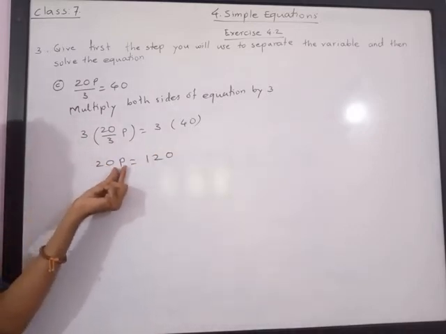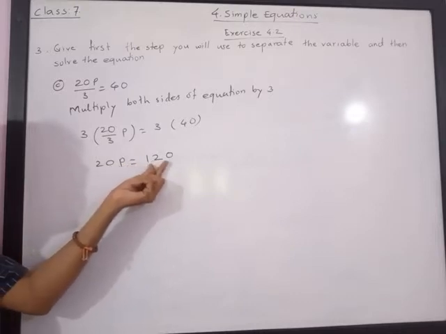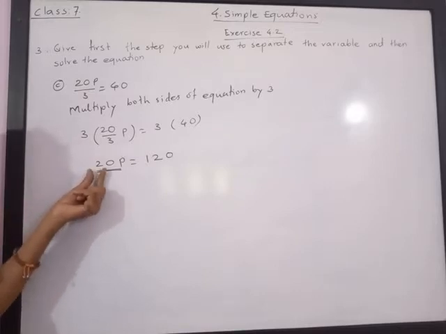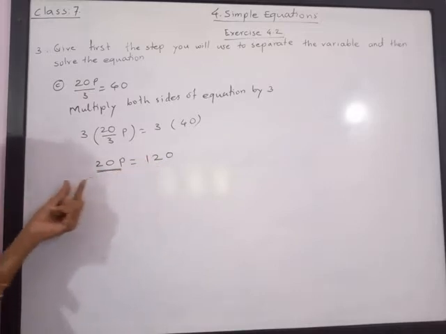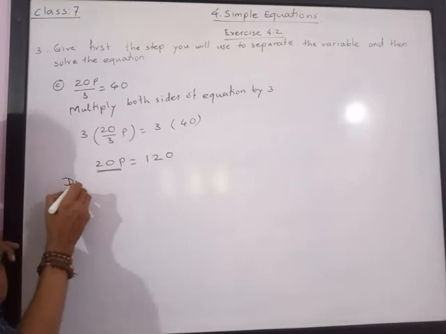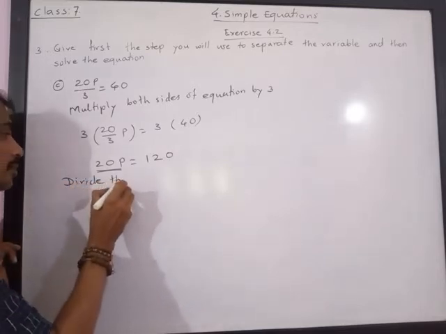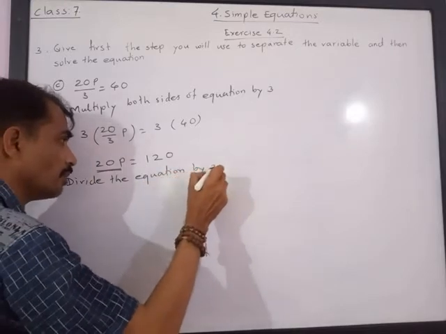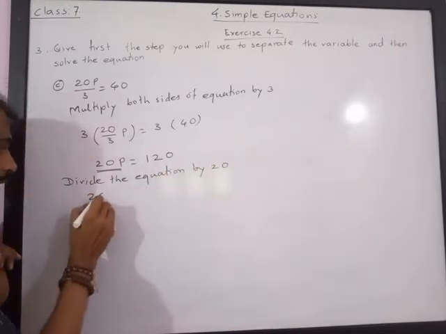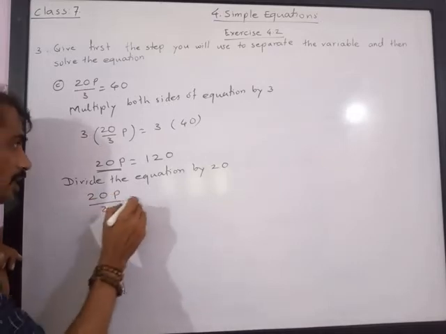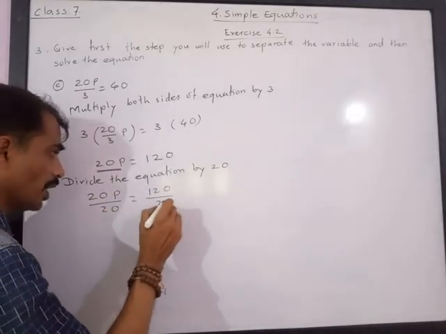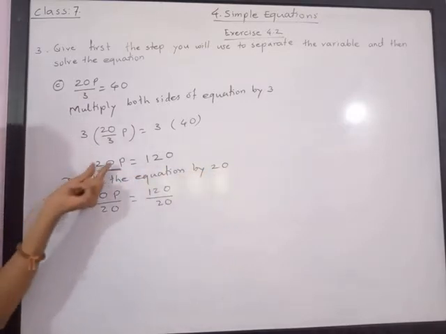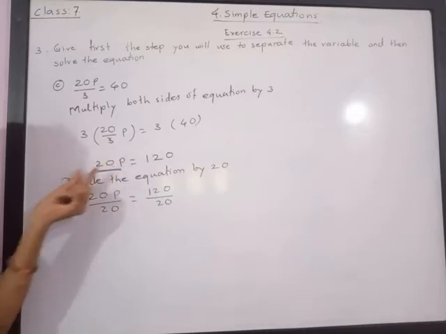Now we have solved such type of equations. 20 multiplied by p is equal to 120. So in here 20 is multiplied. In order to eliminate 20, divide both sides of the equation by 20. You will get 20p divided by 20 is equal to 120 divided by 20. Please note 20 was multiplied. We have not changed the number. We have changed the operation. Here multiplication was there. We have done the division.